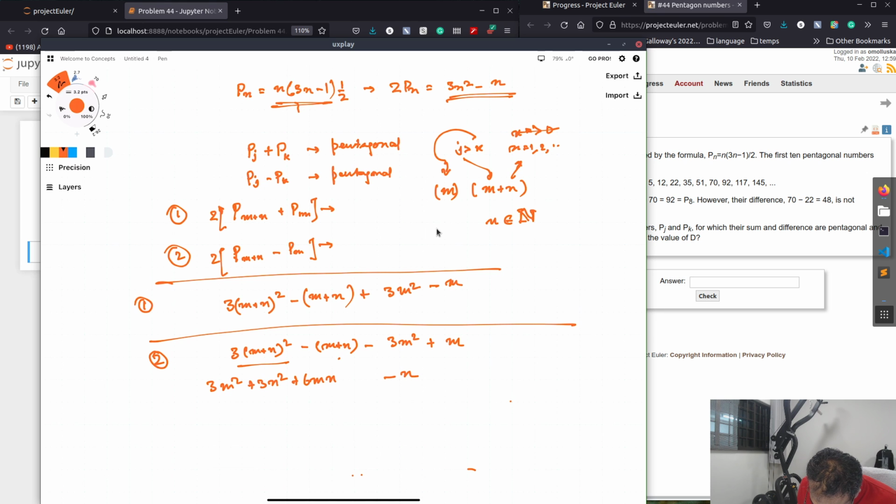Over here we only have minus n left, and so this is done, this is done, this is minus 3m square. So we don't have an m squared term anymore, we only have an n squared term. So 3n squared plus 6mn minus n. So that is equal to 2 times p(m plus n) minus p(m). So that's that.